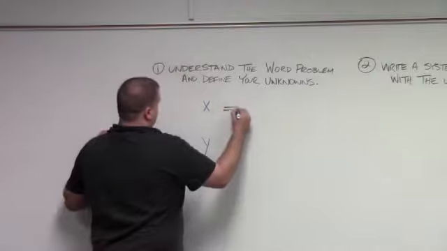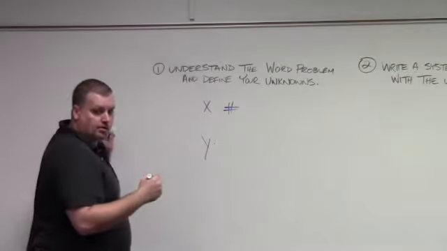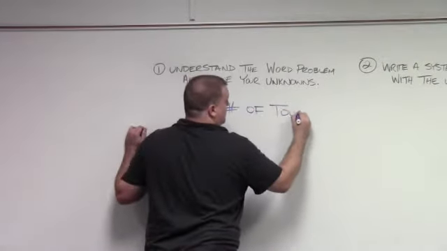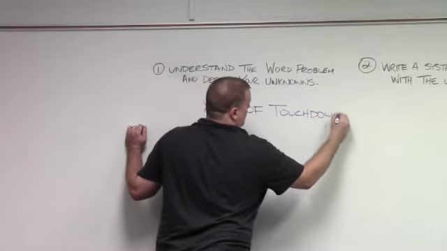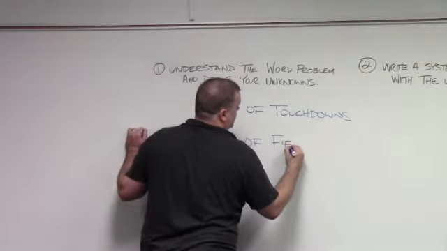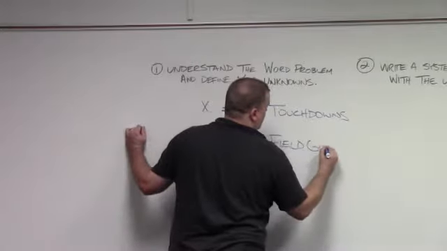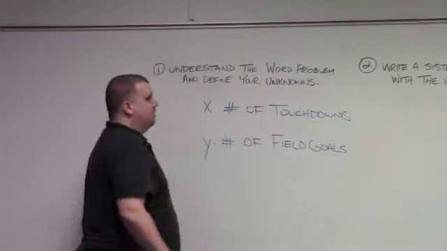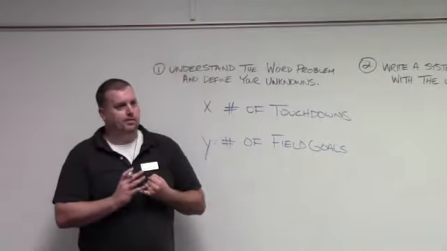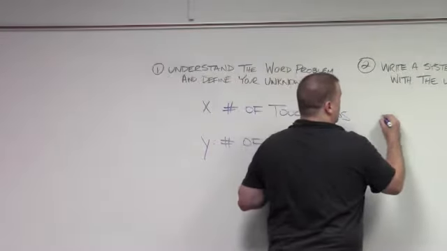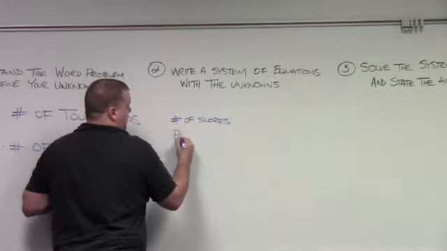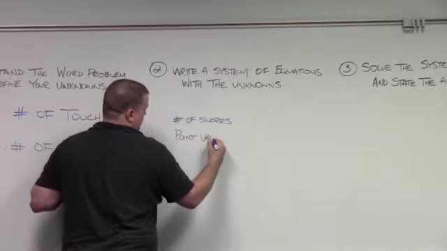So X is touchdowns, whatever you want to call it. One has to be touchdowns, one has to be field goals. Feel free to call whichever one. I'm going to use X as the number of touchdowns. That means Y has to be the number of field goals. All right, so we have two situations here. They give us the number that was scored altogether of touchdowns and field goals, so the number of scores. And they also give us the point value of all the scores combined.